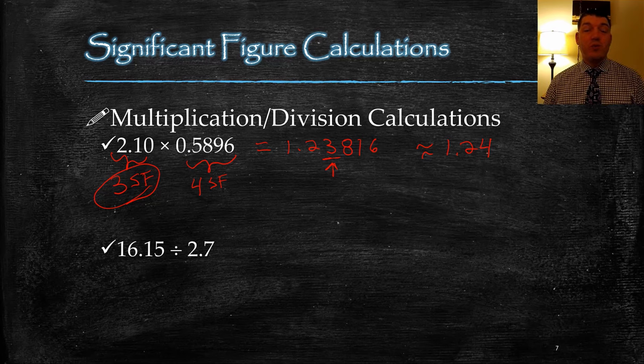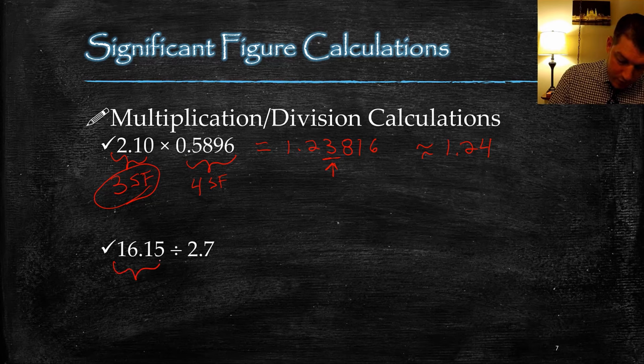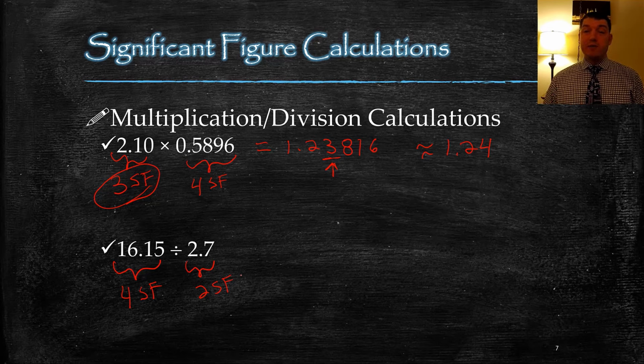The same exact rule applies for division. The only difference is instead of multiplying, we divide. So when we look at 16.15, we see that there are 4 significant figures. 2.17, we see 3 significant figures. 2 is less than 4, so our answer needs to be rounded to the second significant figure.